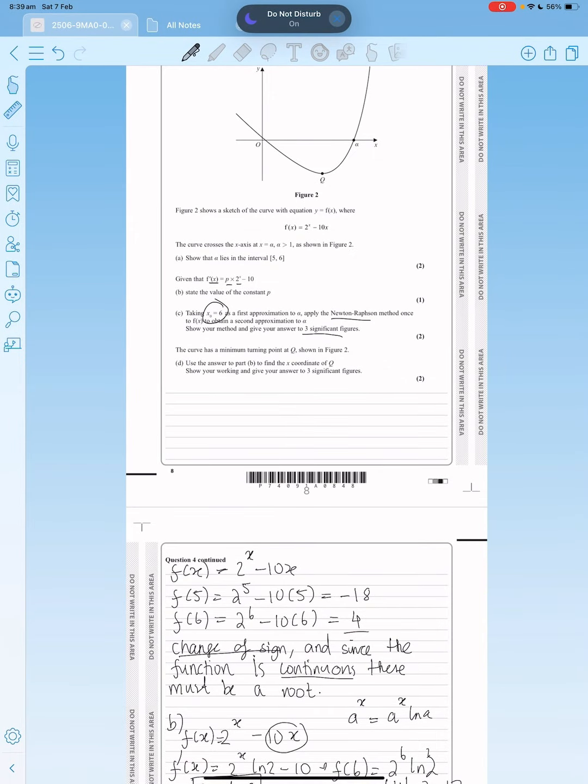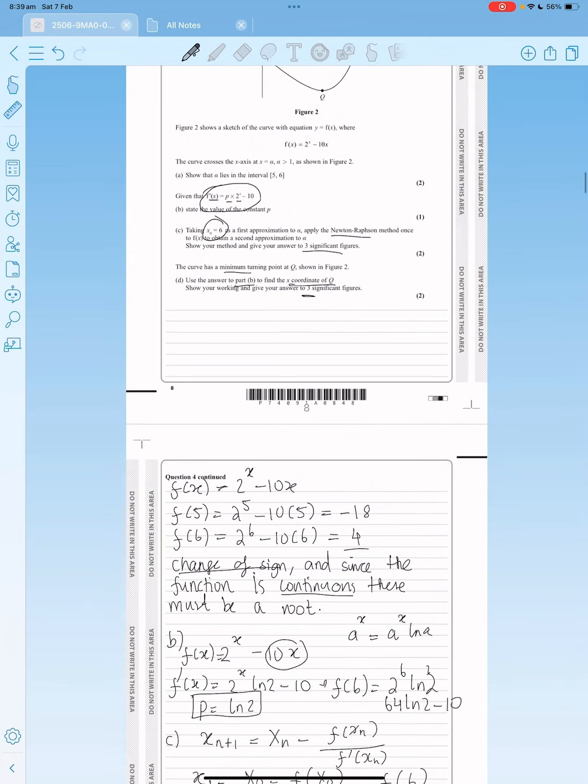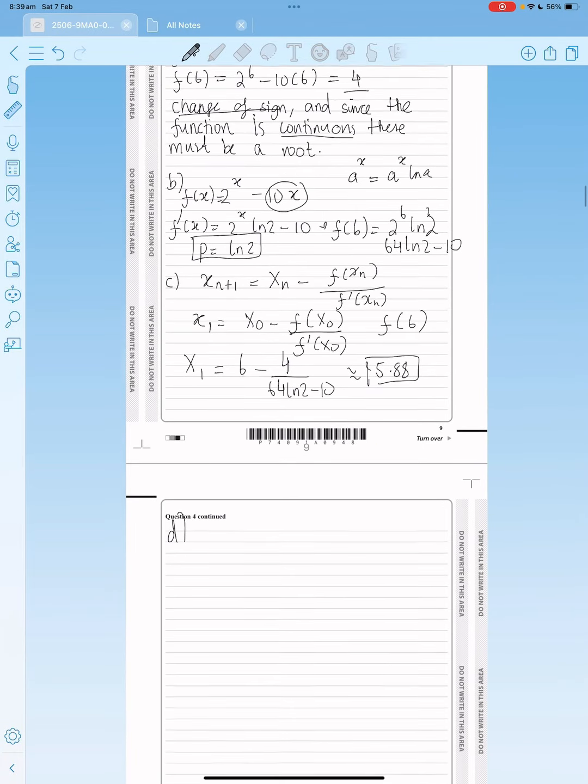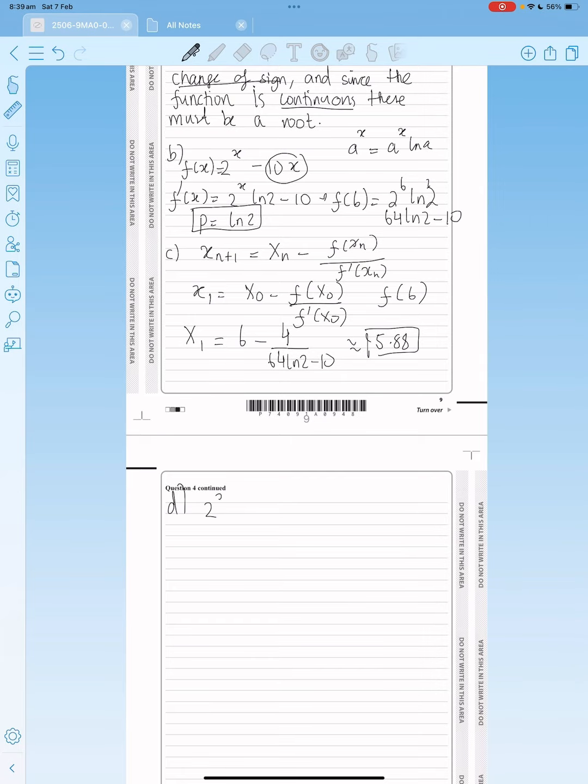Part D says the curve has a minimum turning point at Q. Use the answer to part B to find the x coordinate of Q, showing your working and giving your answer to 3 significant figures. Okay. Now, essentially, whenever you see minimum turning point, maximum, or anything like a tangent, obviously it's pointing towards differentiating. But in cases of minimum and maximum, you want to differentiate and equate it to 0 as well. So it gives you a hint to use your answer in part B, as part B already gives us the differentiated form. And we worked out that it was going to be 2 to the x ln 2 minus 10 as f dash of x.